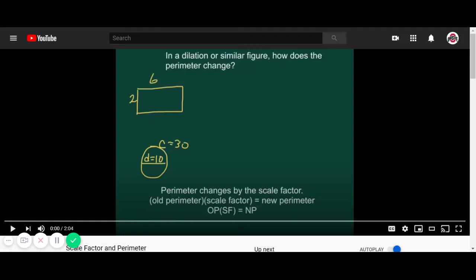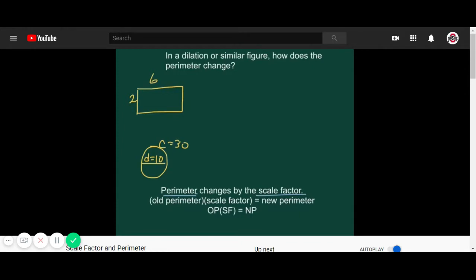Hey y'all, we're going to be talking about how perimeter is affected by scale factor today. So we're going to watch two short videos and I'll make some comments as we watch them. When you dilate a figure, your perimeter changes by your scale factor. Let me explain what I mean.